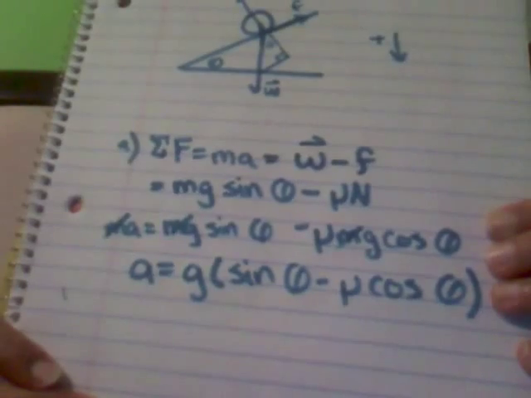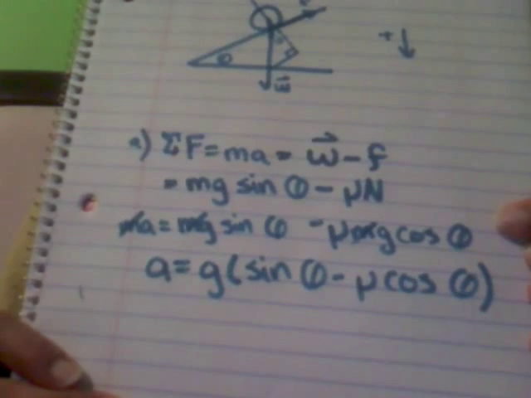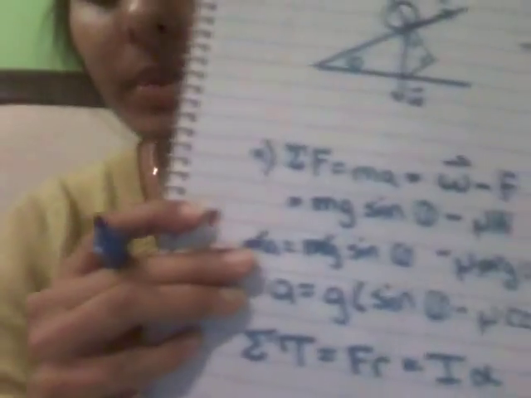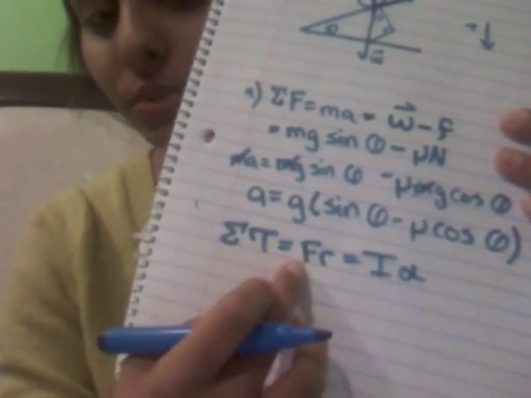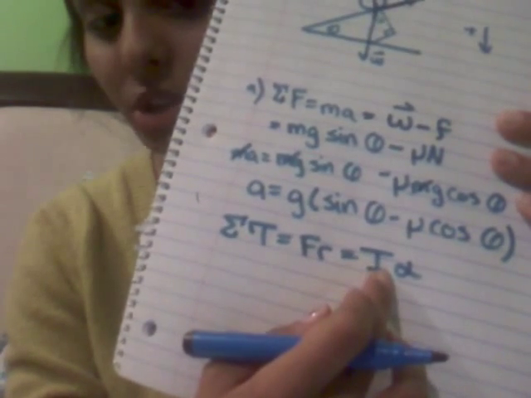Can you see? Alright, so that's the acceleration. Now we're just going to hold on to this and we'll use it later. So now to find the mu, we're going to do the sum of the torques. The sum of the torques is equal to the force times the radius, and is also equal to the moment of inertia times the angular acceleration, which is alpha.